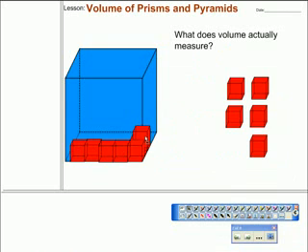Come on. The fourth one doesn't want to work. There.